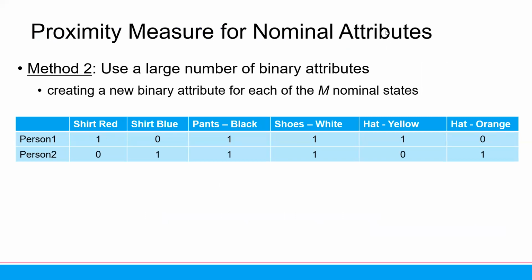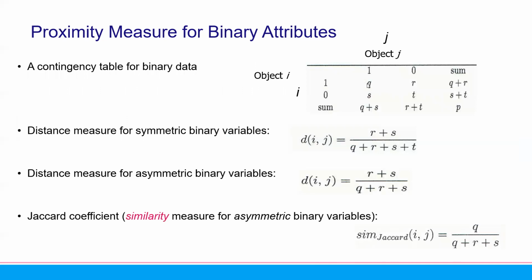If object I is 1 and object J is 1, then we have Q. If object I is 1 and object J is 0, we have number R. If object I is 0 and object J is 1, then we have S. If object I is 0 and object J is 0, then we have T. So those are counts, and we can do Q plus R, Q plus S, R plus T, S plus T, and the total will be P.